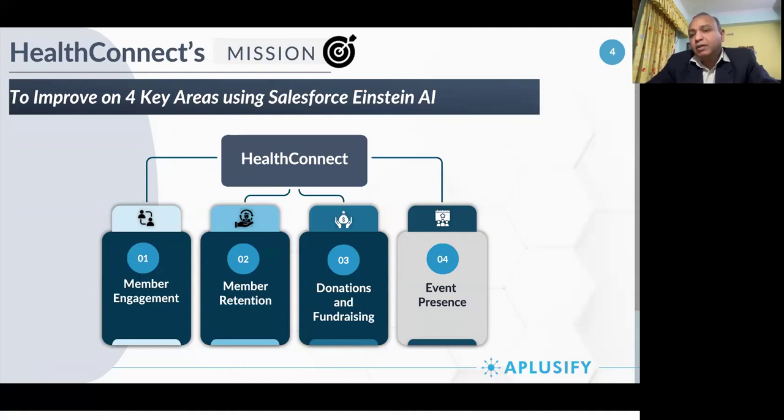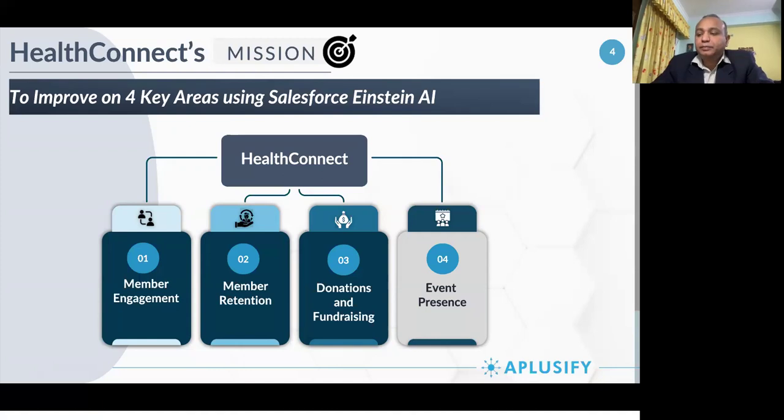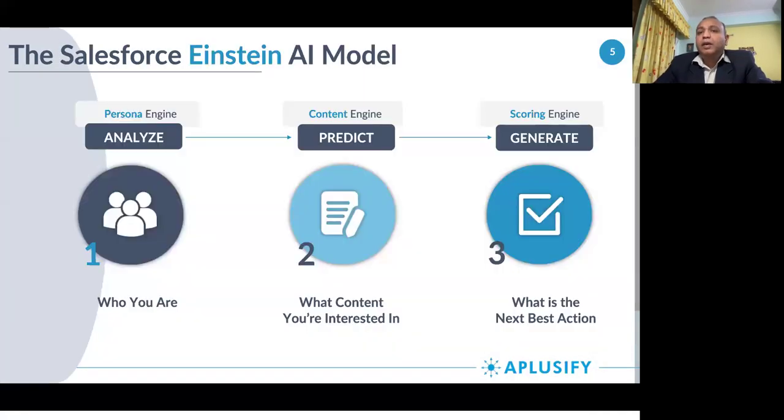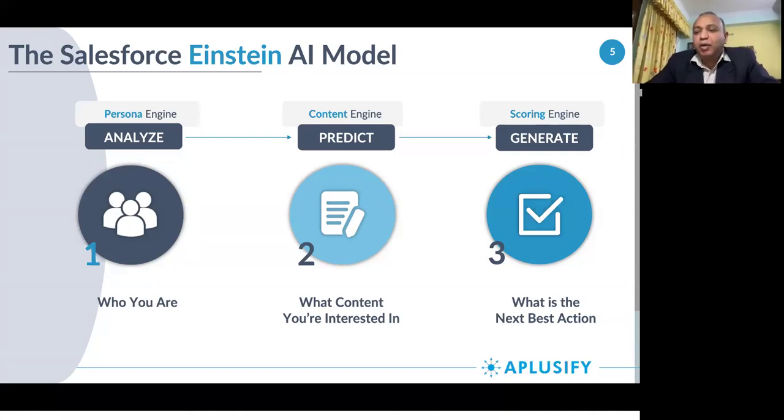So let's try to understand how Salesforce Einstein AI on top of Marketing Cloud is actually helping Health Connect to achieve their mission, which is focused on these 4 areas. So before we jump into how Einstein actually helps, let's understand how the Salesforce Einstein AI model works.